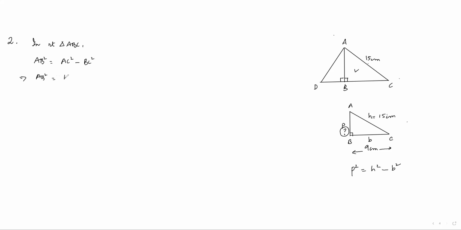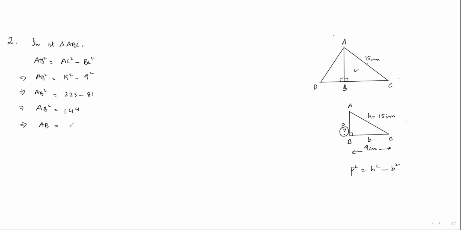AC is 15, so AB square equals 15 square minus 9 square. 15 square is 225 and 9 square is 81. If you subtract 81 from 225, what do you get? 144. Then AB equals root over 144, which is 12 centimeters.